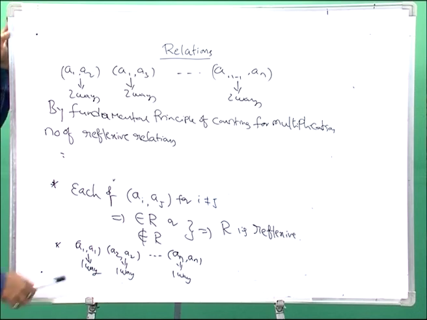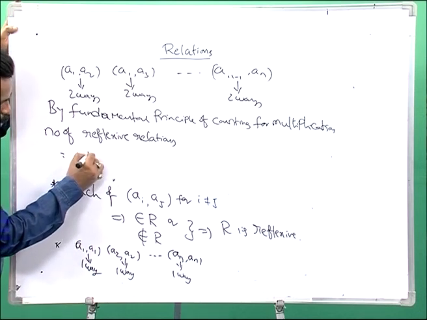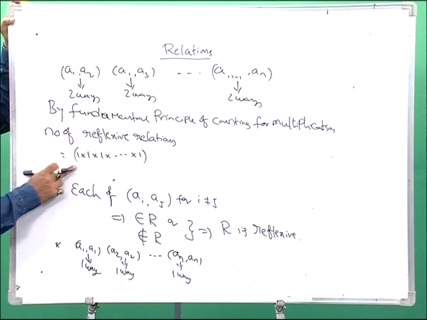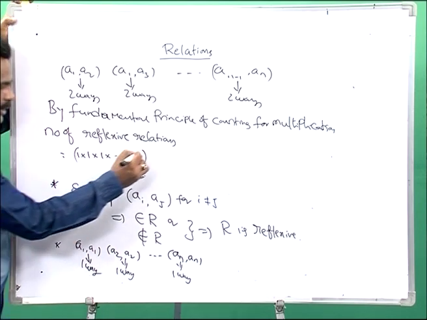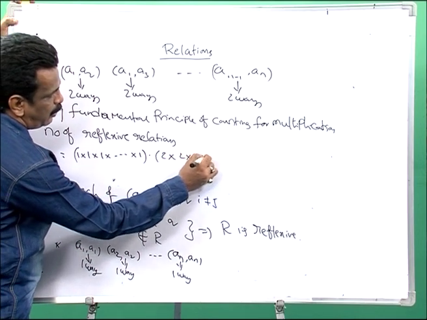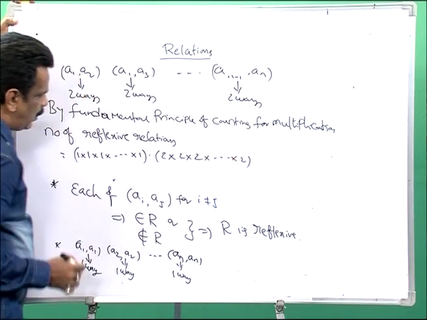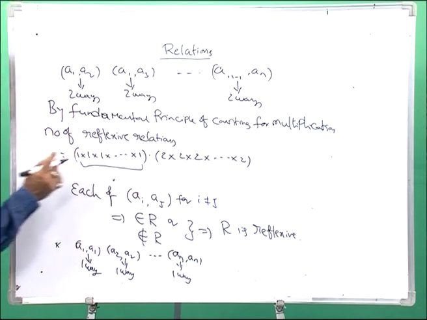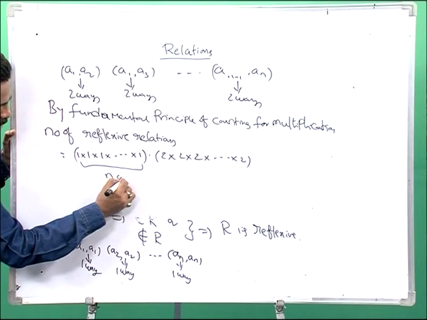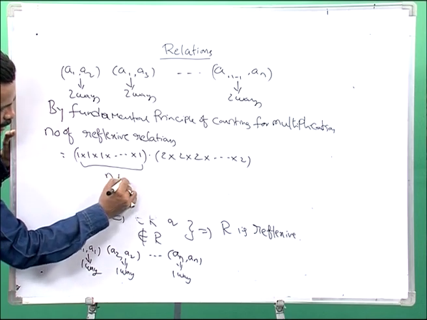Equals. Let us see first one, 1 into 1 into 1 into and so on into 1. This product is meant for first n elements. Here we got 2 into 2 into 2 into and so on into 2. The first product is meant for exactly n elements, and hence we can say here n ways or n times we can write.